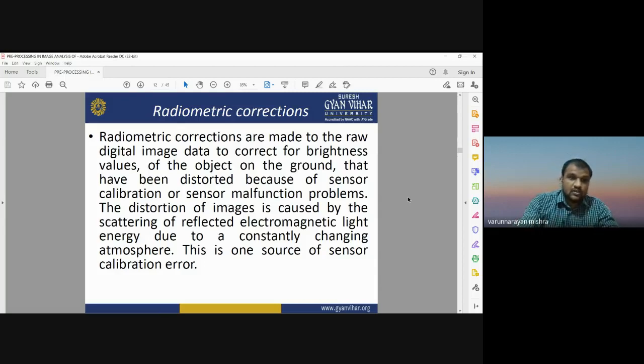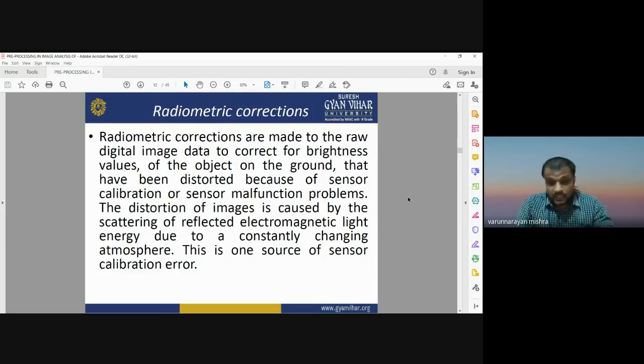The distortion of the images is caused by the scattering of the reflected electromagnetic light due to the constantly changing atmosphere. The distribution and the concentration of atmospheric particles are changing day by day. So there may be the problem of scattering. The scattering of the reflected energy may cause some distortions in the images. So this is one source of sensor calibration error. These kinds of errors can be reduced, can be overcome, by performing the radiometric correction.